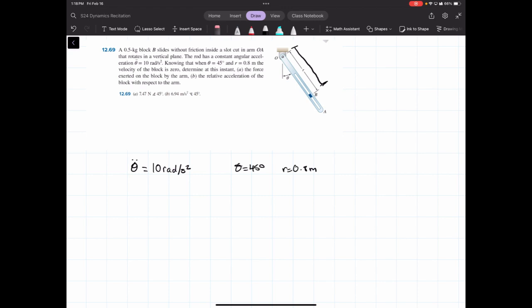So we're given that the velocity of the block at this point is 0. So that means the velocity in the radial direction is 0, so our r dot is equal to 0. And then that also has to mean that the velocity in the theta direction is going to equal 0. So our r theta dot is going to equal 0. But we already know that we have an r of 0.8 meters. So because r isn't 0, then our theta dot is also going to equal 0.